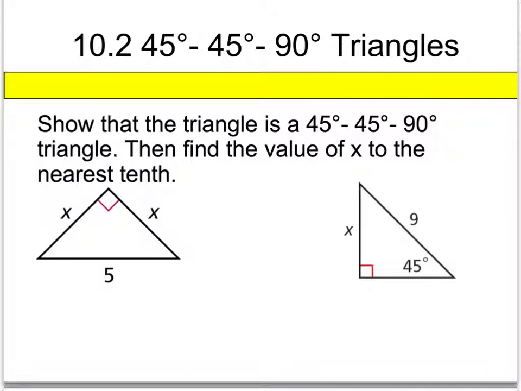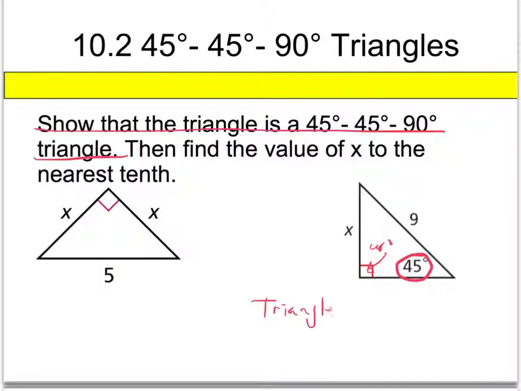Alright, so now looking at this second one, you have to first show the triangle is a 45, 90 degree triangle. So how do you know that? Well, if you look at this, we know that this is equal to 90. We know that this one is equal to 45. So what does the other one have to be? It has to be 45. How do we know that? Because our triangle sum theorem tells us.